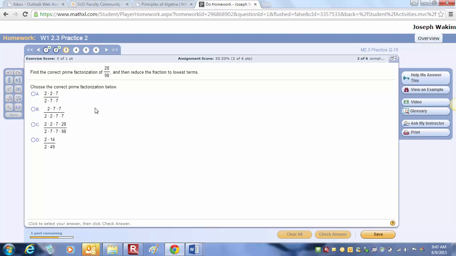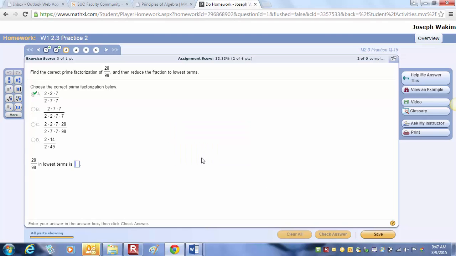A prime number is a number that is divisible by itself and 1, that's all. Notice that 14 is not a prime number because 14 is divisible by 2 and by 7. So now they want you to choose the correct prime factorization. I'm going to choose A. I'm going to say check.